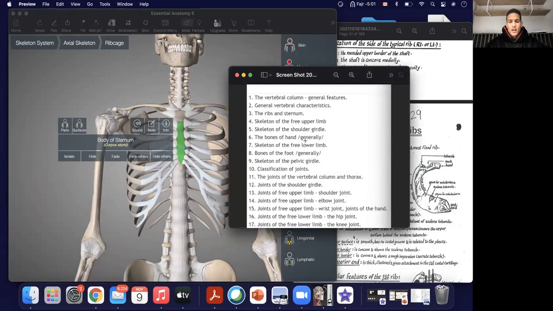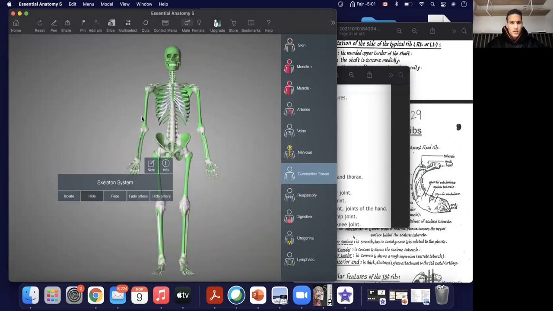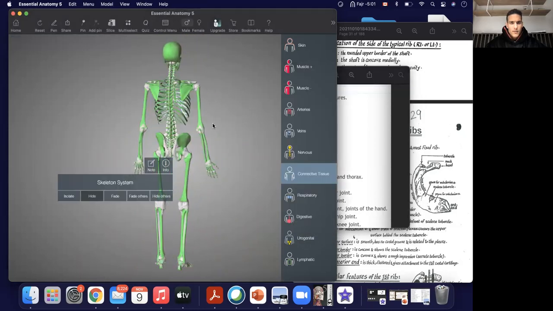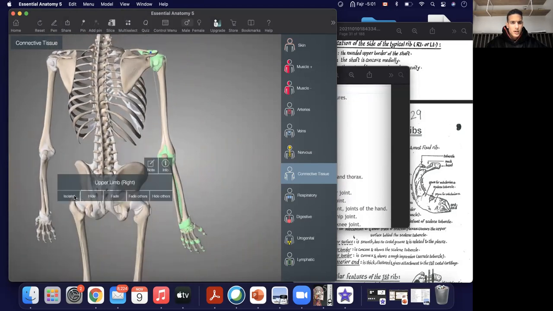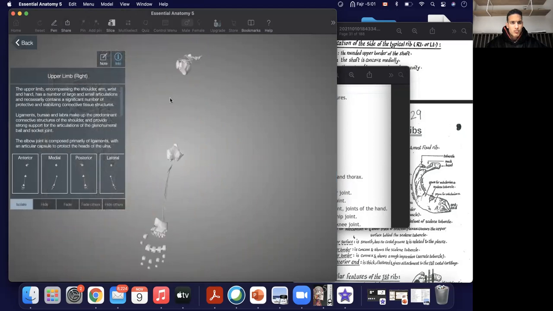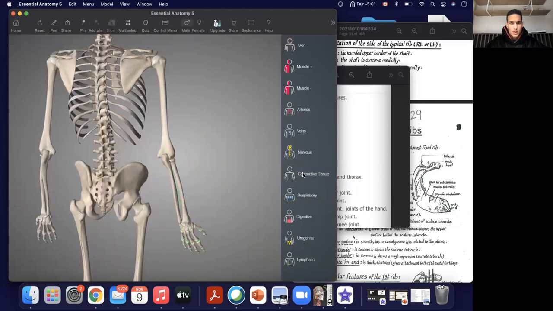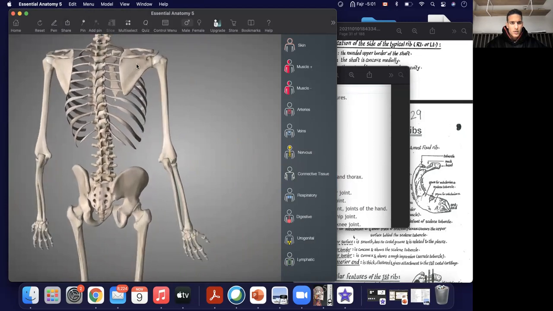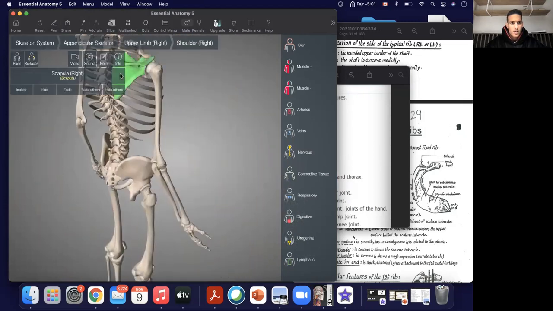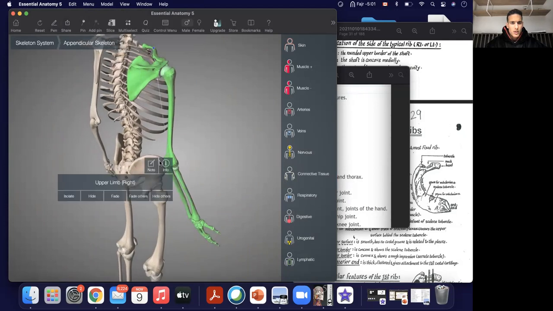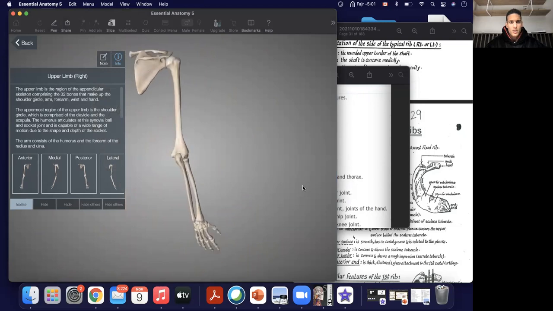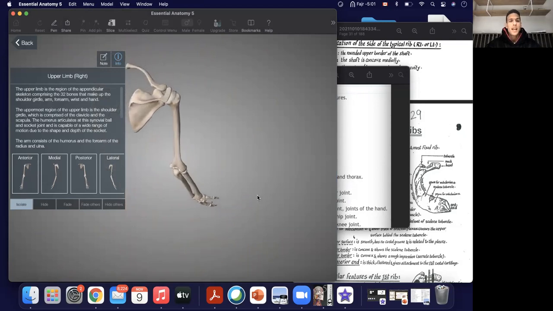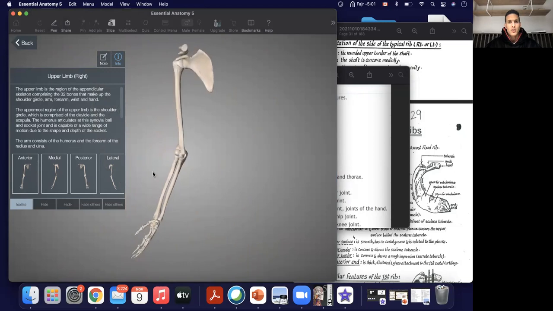Skeleton of the free upper limb. Okay, skeleton of the free upper limb. I'm going to start with the upper limb. Isolate. No, I don't want the connective tissue, I need the skeleton, just the upper limb. There, isolate. So that's the skeleton of the upper limb. You have to be able to describe this very thoroughly and quickly. I'll just dive into it right now.